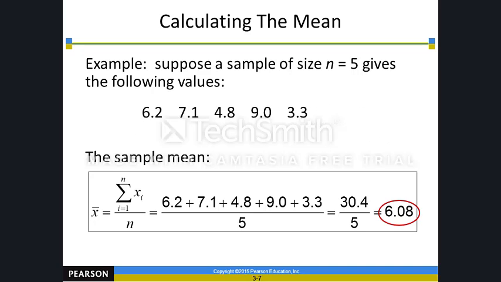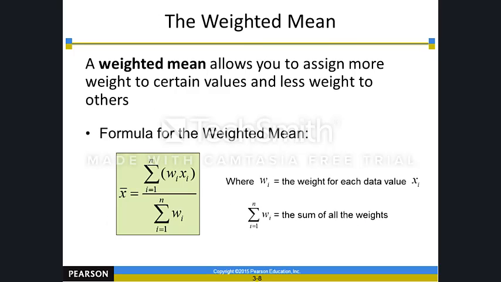So let's look at an example of how the mean is calculated. To calculate the mean, as I said, we add each data point. Now we have a data set made up of 6.2, 7.1, 4.8, 9.0, 3.3. To estimate my sample mean, I'm going to add each of these data points and then divide by n. n is the number of data values. So let's count: 1, 2, 3, 4, and 5. Because I have 5 data values, which is also the size of my sample, I'm going to divide the sum by 5, and that gives me my mean.